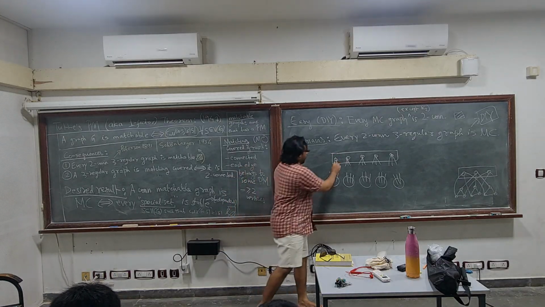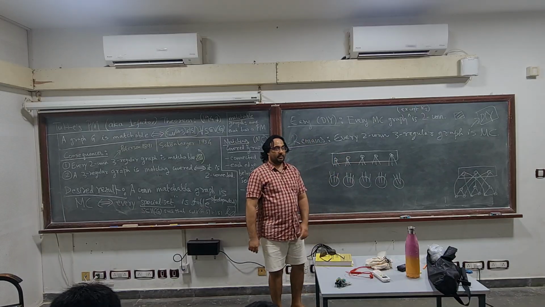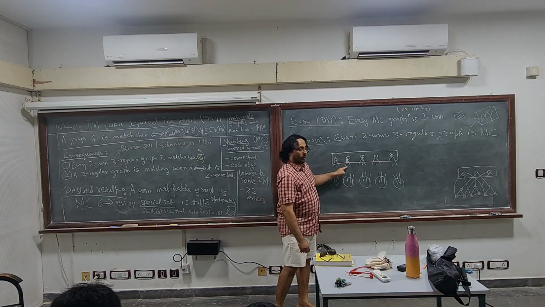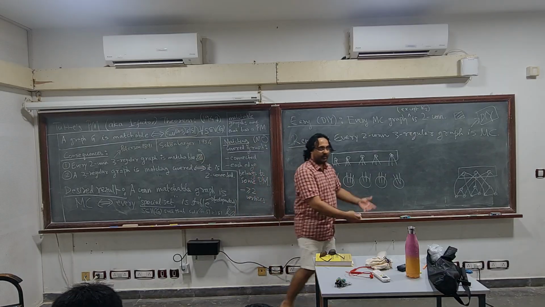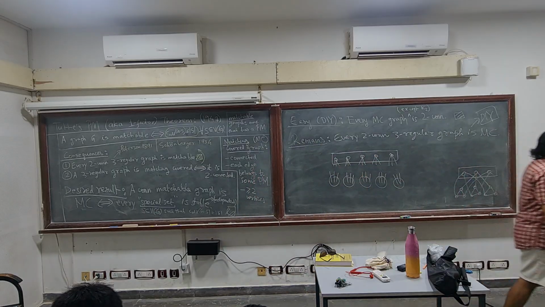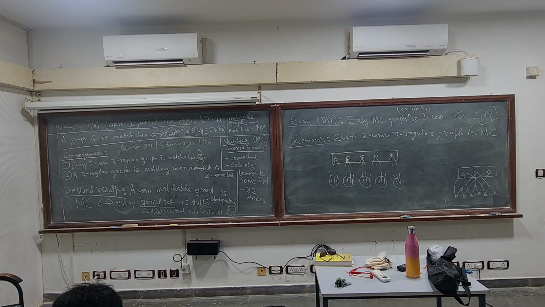But that just means that there can't be any edge here. If there was an edge here, then this would go down from 15 to 13. So there are multiple ways to write it. Essentially it all boils down to 15 equal to 15. Alright, so we are done.